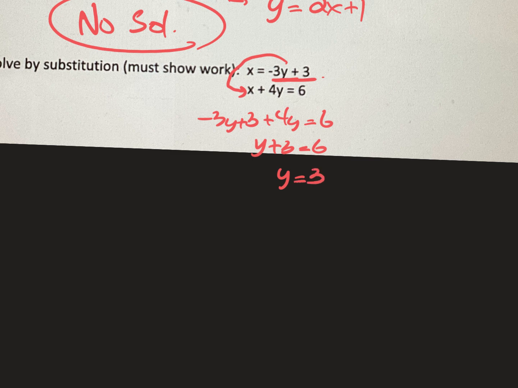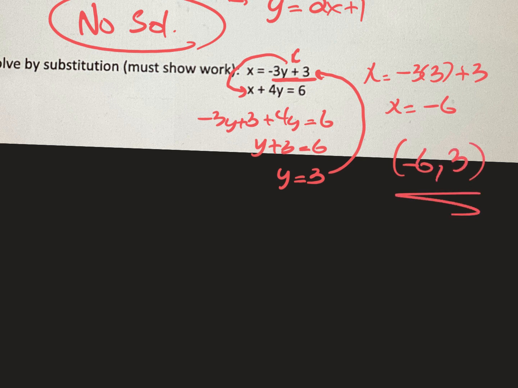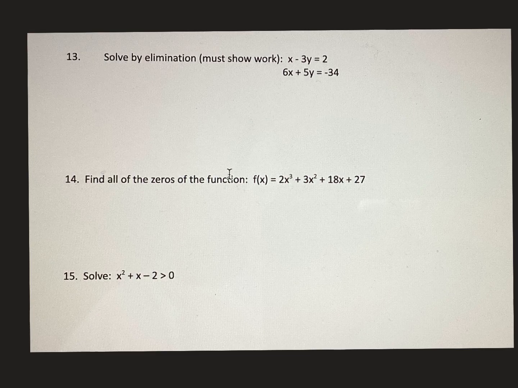Now, once you get that, the good thing about substitution is you can plug it right back where you started to get your x. I'm going to plug that 3 right there for that y. So I'm going negative 3 times 3 plus 3, which is negative 9 plus 3, which is negative 6. So my solution is negative 6, 3, and I showed no work. That's all you got to do.